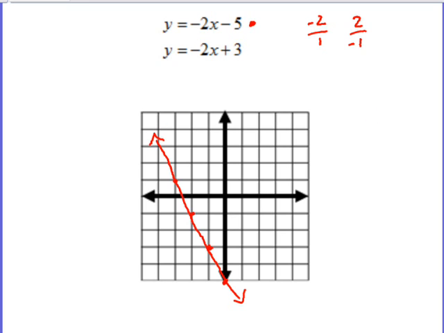Okay, then I'm going to do the second line in blue, so negative 2x plus 3, so up 3. And I'm going to go down 2, right 1, down 2, right 1, down 2, right 1.